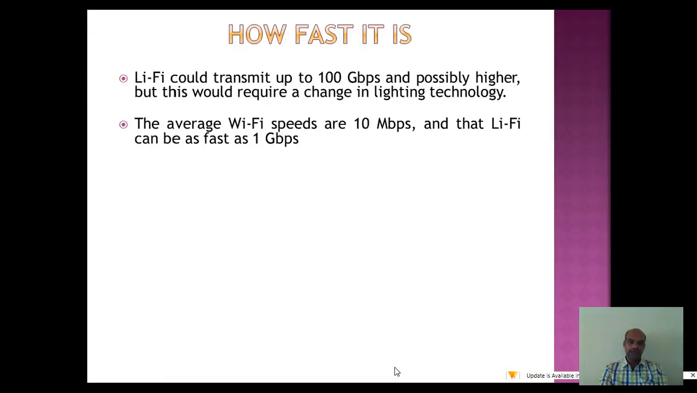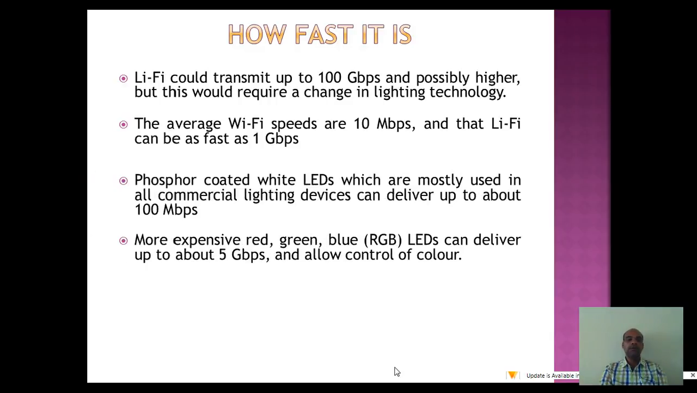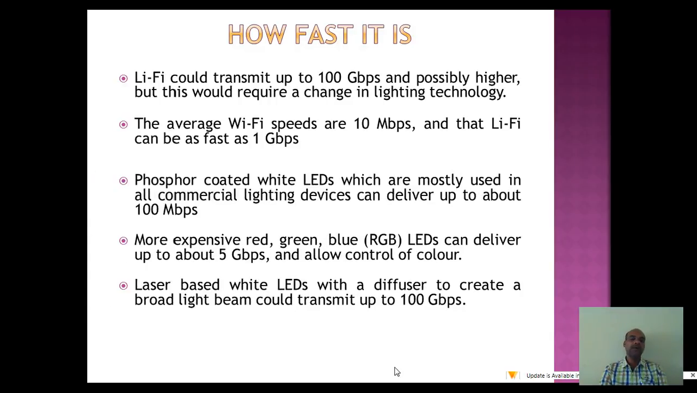How fast is it? Depending on the light, it will improve the capacity of the Li-Fi device. So it can transmit up to 100 Gbps, depending on the technology we are using in light. The average speed of a Wi-Fi device is 10 Mbps, but Li-Fi is as fast as 1 Gbps, that is, the average speed is 1 Gbps.